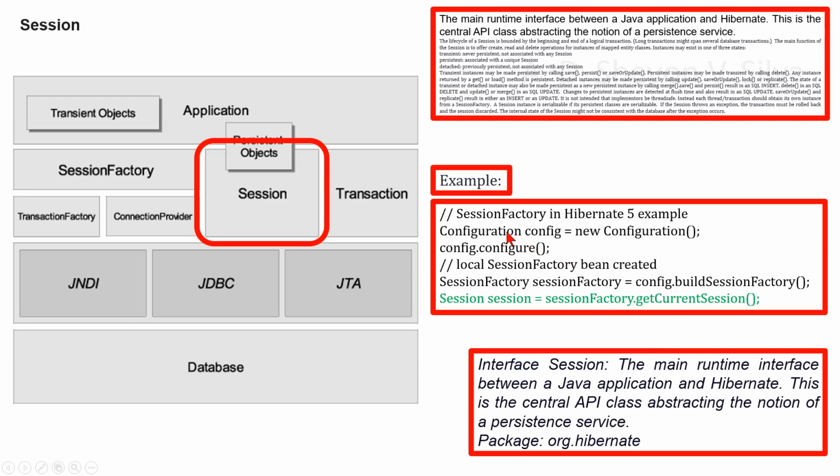Here is a SessionFactory in a Hibernate 5 example, and a LocalSessionFactoryBean is created here. Here you can see the interface Session, the main runtime interface between a Java application and Hibernate. This is the central API class abstracting the notion of a persistence service, and this is in the org.hibernate package.